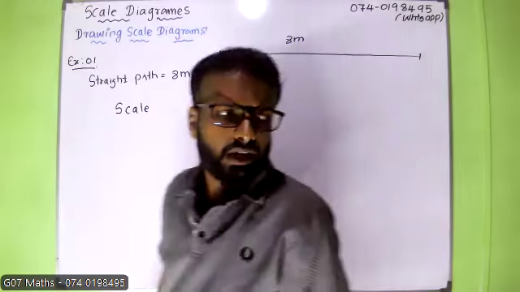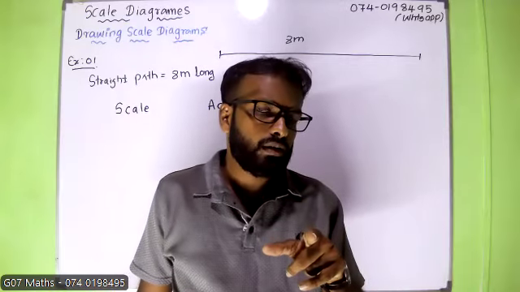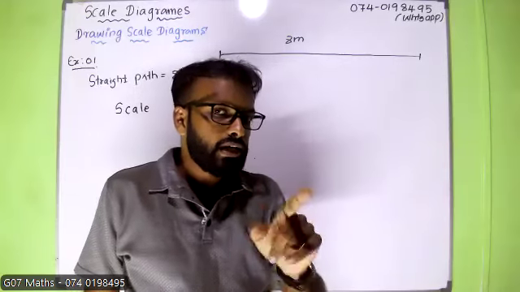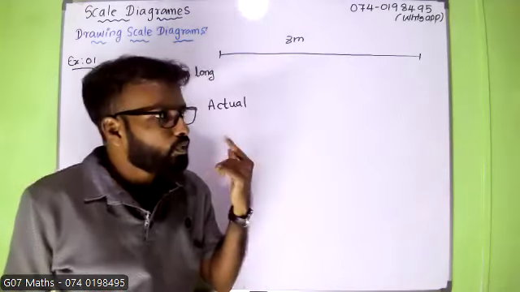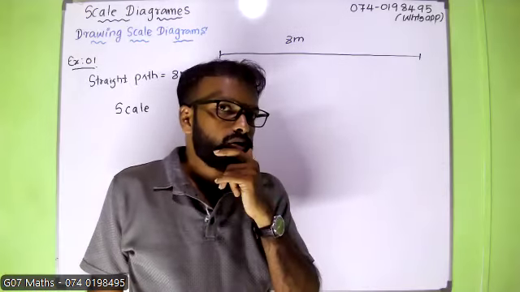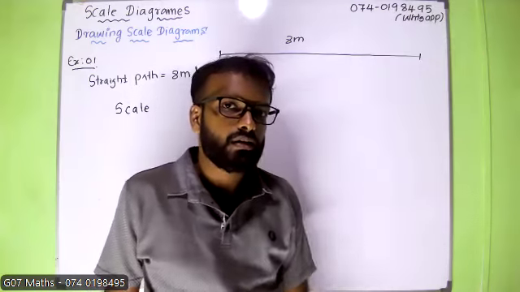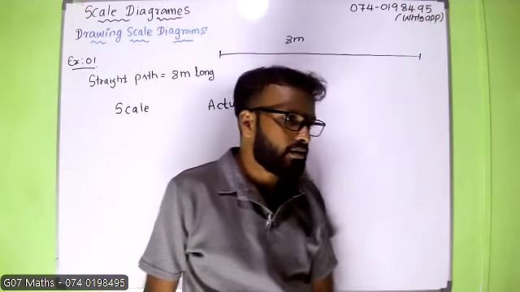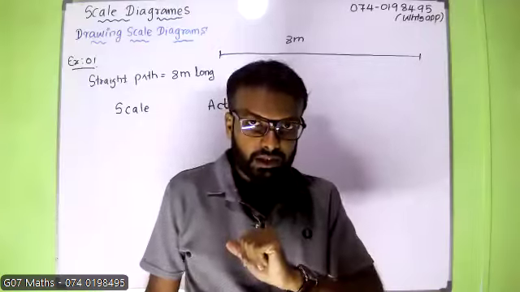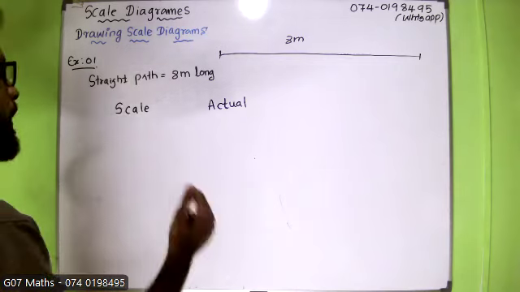I will say like this: you can draw 8 centimeters in your book. Now here you have 8 meters, and you can draw 8 centimeters in your book. If you can draw 8 centimeters, then 1 centimeter represents how much length? 100 centimeters. That means 1 meter. So I will use this.